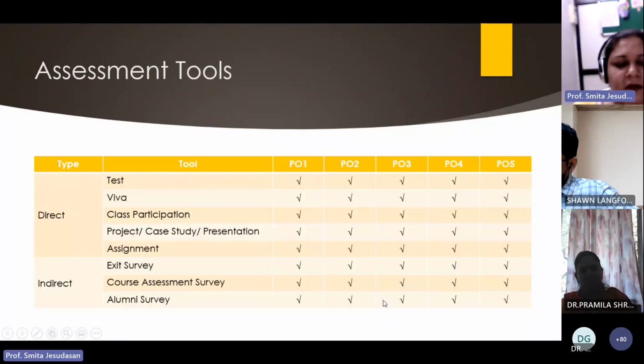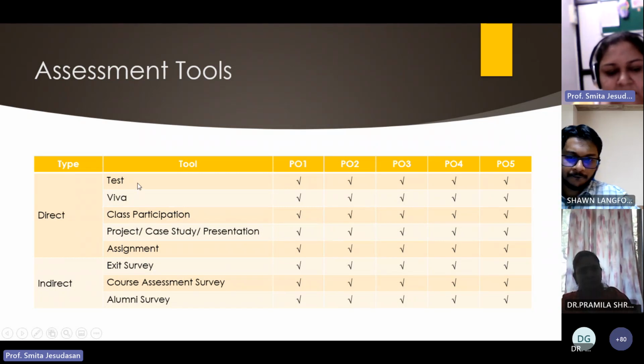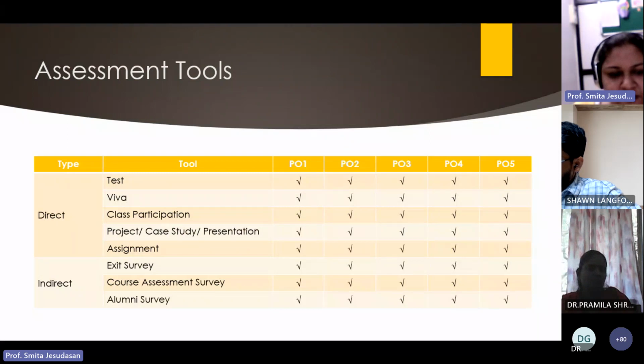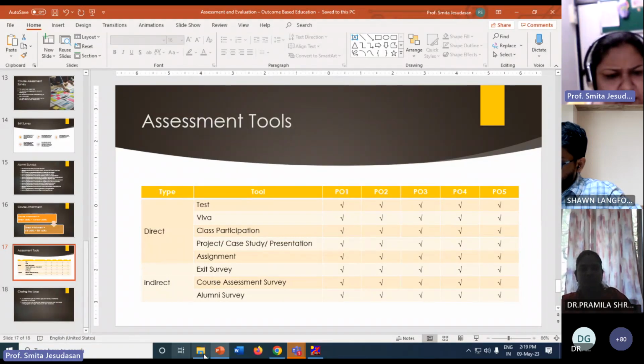Now, these are your different assessment tools. When we take the direct assessment tool, here we have tests, which include even your end semester examination, viva, class participation, project, case study or presentations, or assignments. Now, this will be mapped to a particular course outcome. Okay. Let me just give you the template for it.